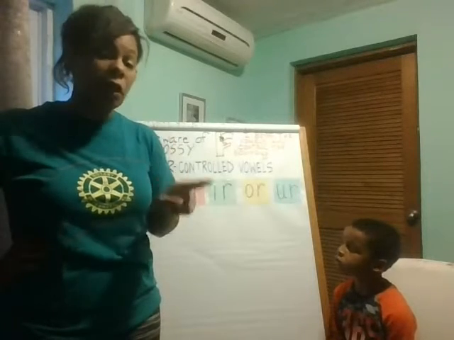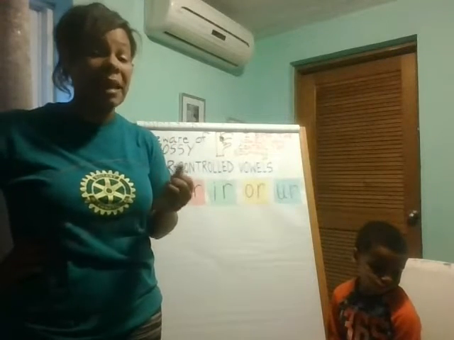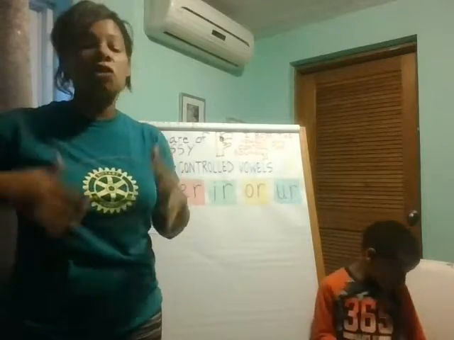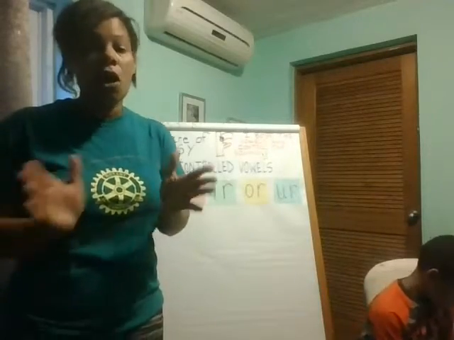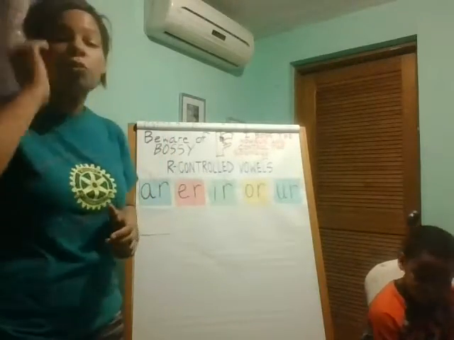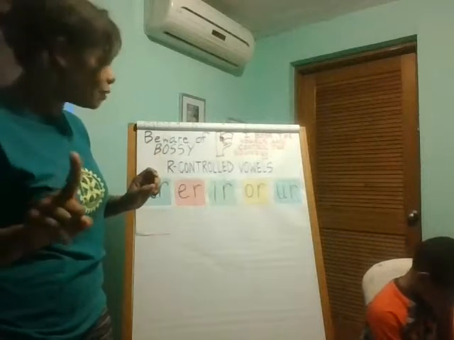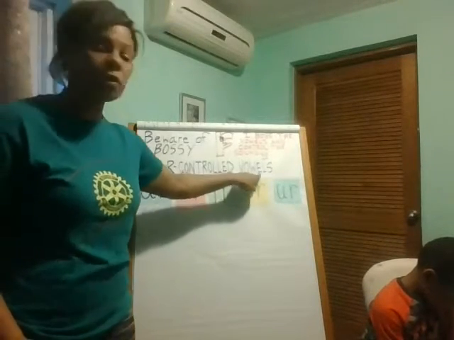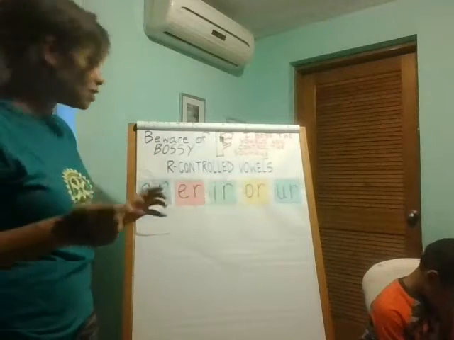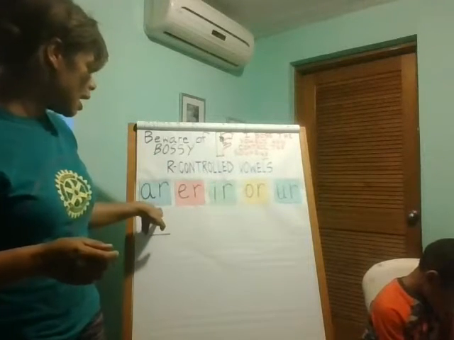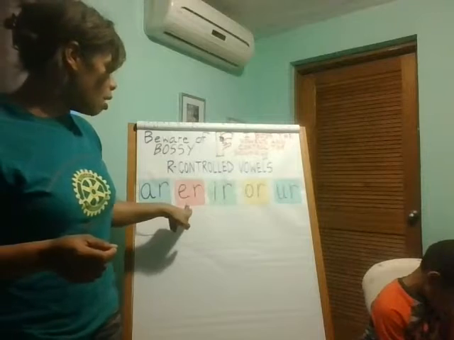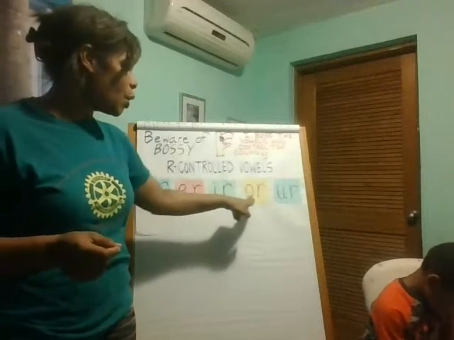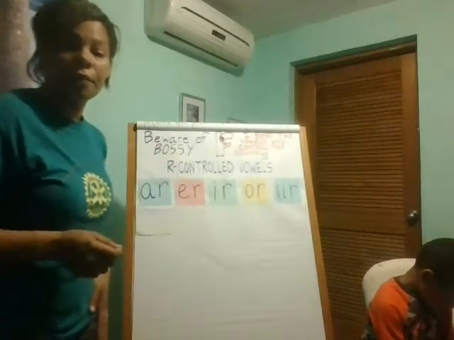At this point, if you have not watched the videos on blends and digraphs, you might want to go and do that first because some of the words we're going to be spelling today have blends and digraphs in them. And I want to make sure that you have an understanding of what they should sound like. So at this point, I want you to press pause after you write the title, R controlled vowels, and then give yourself enough space to write these combinations. AR, ER, IR, OR, and UR.